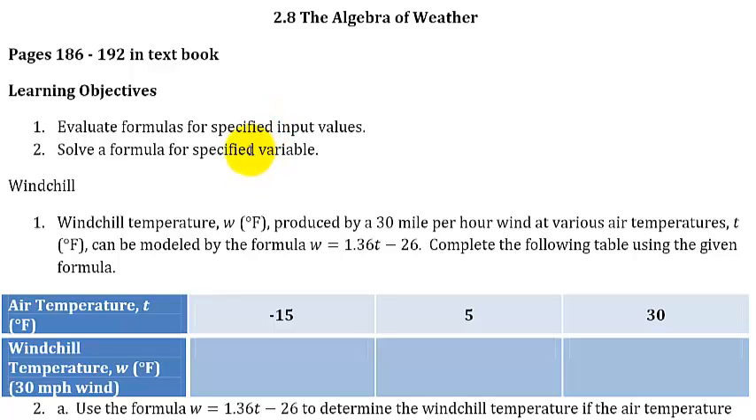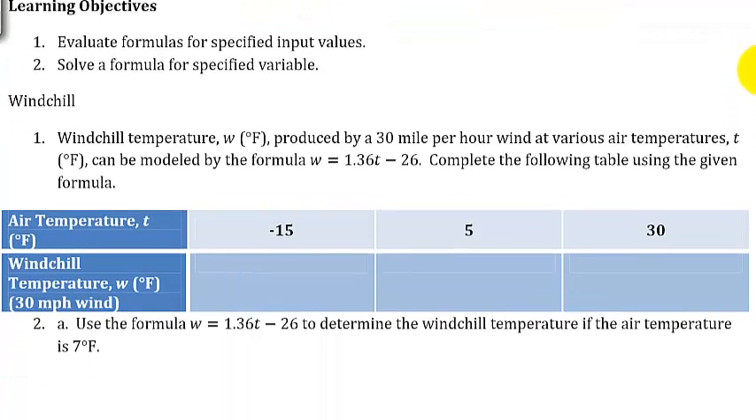This video is about plugging certain values into formulas and also solving different equations for a specified variable. So in our first example here, it's about wind chill. The wind chill temperature W in degrees Fahrenheit, produced by a 30-mile-per-hour wind at various air temperatures T, also in degrees Fahrenheit, can be modeled by the formula W equals 1.36T minus 26. We want to complete the following table using the given formula.